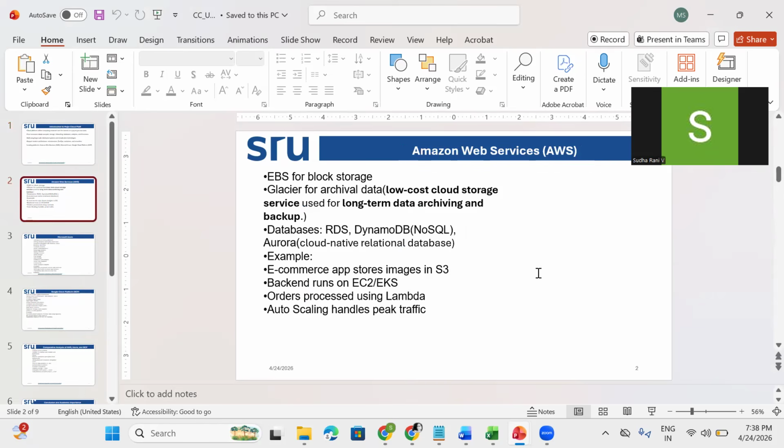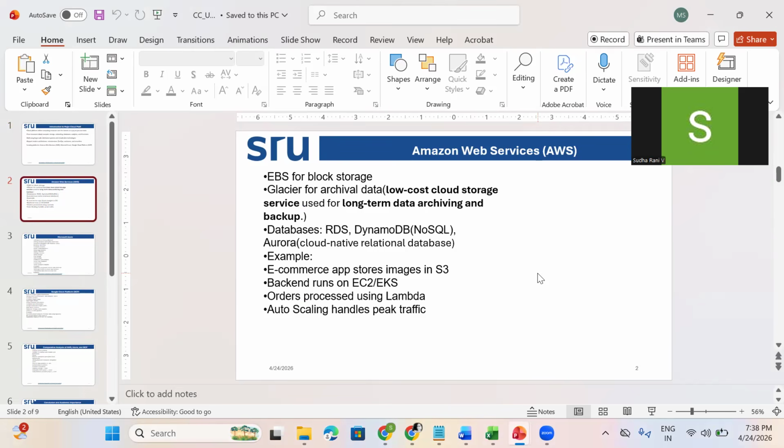First comes AWS. AWS stands for Amazon Web Service. These are some of the characteristics of AWS. It has EBS for block storage, Elastic Beanstalk, and it goes with Glacier for archival data, which is a low cost cloud storage service used for long-term data archiving and backup.